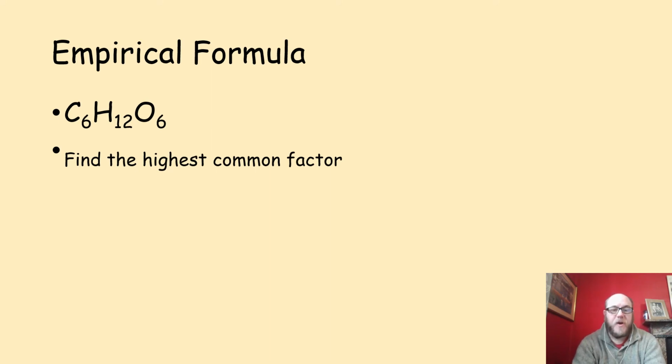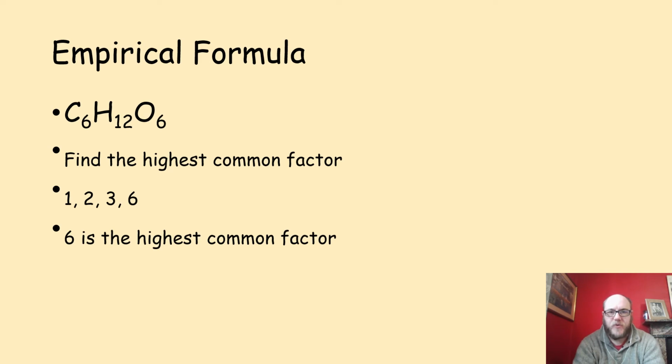But if I can divide them by 2, and I get 3, 6 and 3, I can also divide them by 3, right? So I'll end up with 2, 4 and 2. So that's good. But I can also divide them by 6. So if I divide them by 6, then I end up with 1, 2 and 1. So that's the highest common factor. I can't divide anything else by that. So that's the best I can do. 6 is the highest common factor.